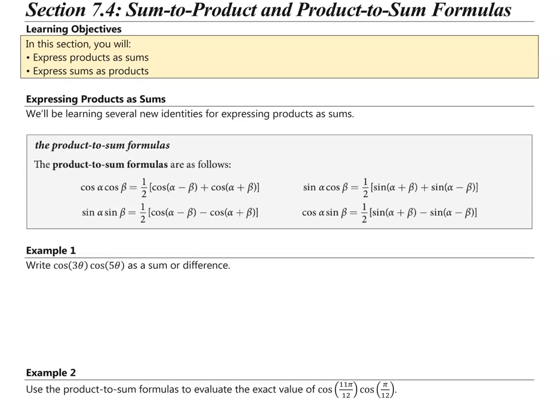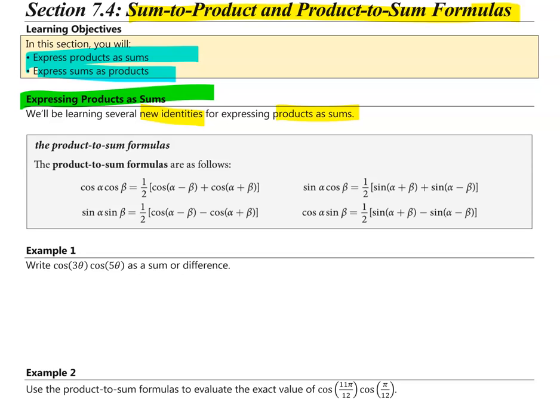Section 7.4, sum to product and product to sum formulas. In this section, you will express products as sums and express sums as products. Let's start with expressing products as sums. We'll be learning several new identities for expressing products as sums. So these are the identities, product to sum formulas.